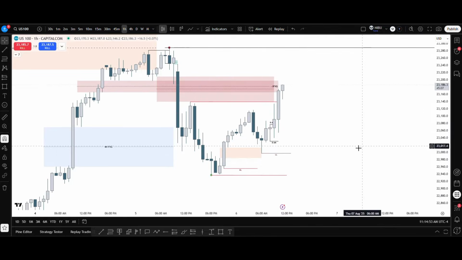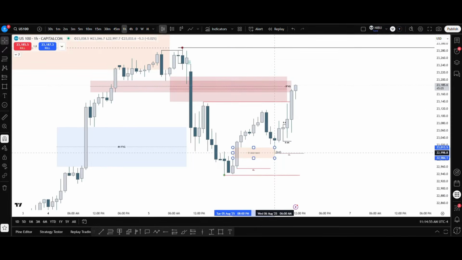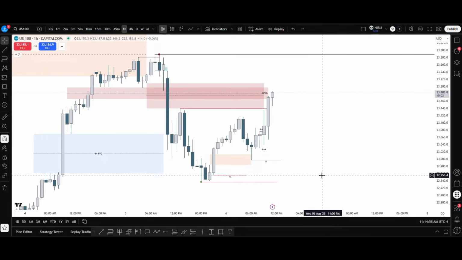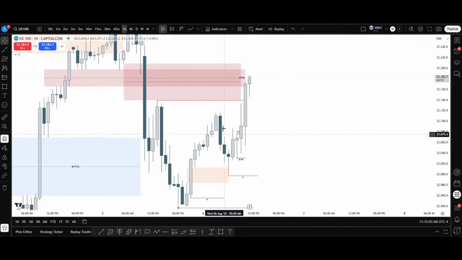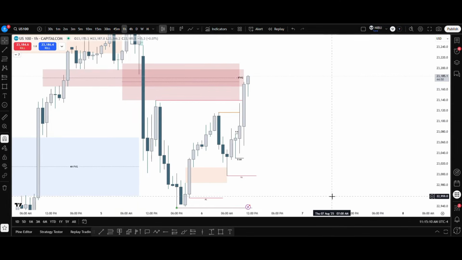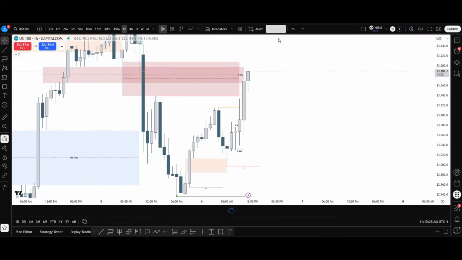In 1 hour we were reacting from a 1 hour FVG, and here we had a buy side liquidity. And this was our 8 a.m. high and 8 a.m. low, and this was London low. And then let's move to 1 minute time frame, and we can start from here.